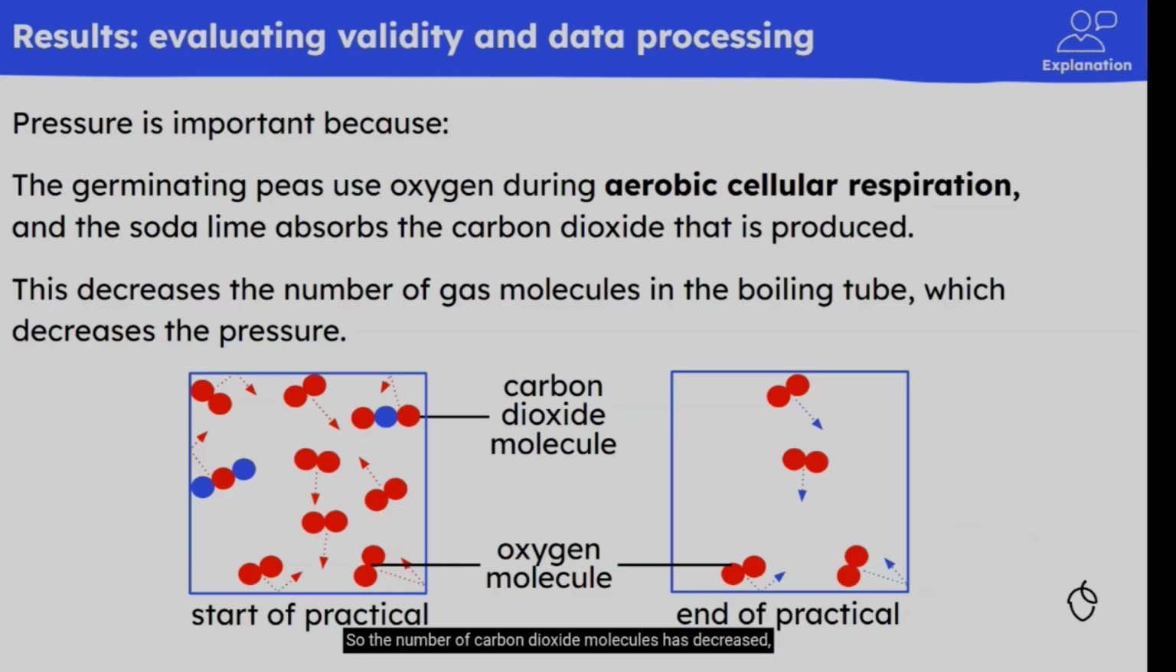So the number of carbon dioxide molecules has decreased. This is because there was soda lime present in the boiling tube and this has absorbed the carbon dioxide. The number of oxygen molecules have also decreased. This is because that oxygen has been used during aerobic cellular respiration. So there are fewer gas molecules in the boiling tube at the end of the practical, and that decreases the pressure inside the boiling tube.